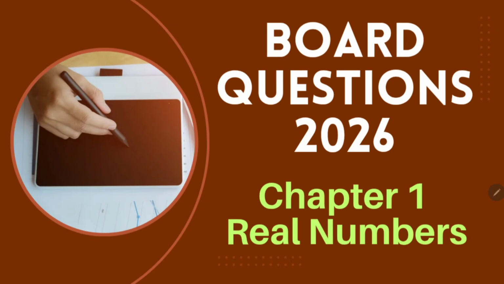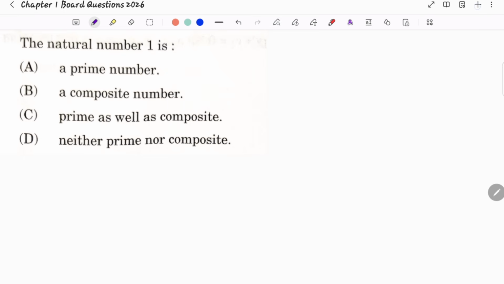Hello students, today we are going to discuss board exam problem 2026 from chapter number 1, real numbers. So we start with the MCQs. This is the first problem. Question: natural number 1 is option A prime number, composite number, prime as well as composite, neither prime nor composite. So natural number 1 is always neither prime nor composite.